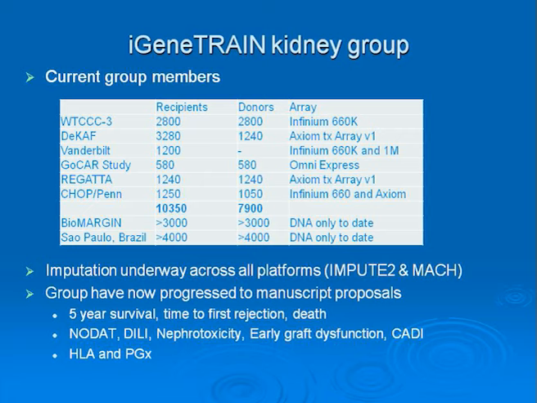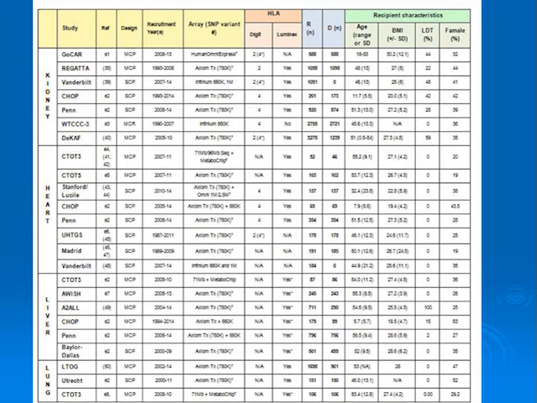This is a bit of a busy slide, but it basically shows you the kidney groups and how many we have. For heart, we have a very decent collection of very, very well phenotyped heart transplant studies. And then we have liver and lung as well, and we're trying to expand these numbers.